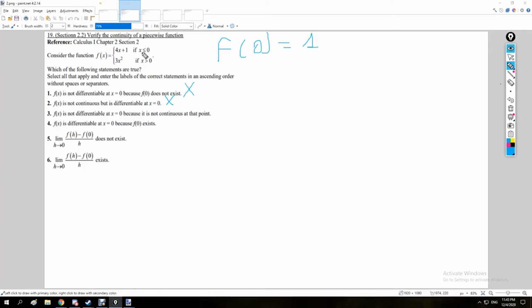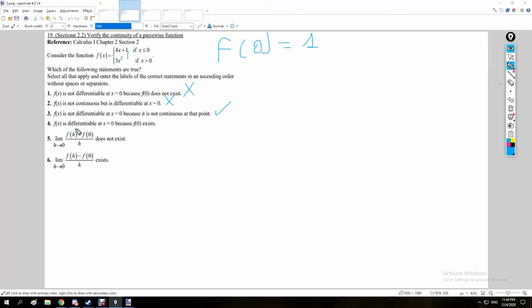So check the left side limit and the right side limit. The quick way to do this is just substitute 0 in these two equations and check if the value is the same and if it's equal to f of 0. So 4 times 0 plus 1, which is just simply 1, and 3 times 0 squared, which is 0. This is the left side limit, this is the right side limit. They are not equal and they are not equal to f of 0, which means that it is not continuous at this point and therefore not differentiable, meaning that 3 is correct.